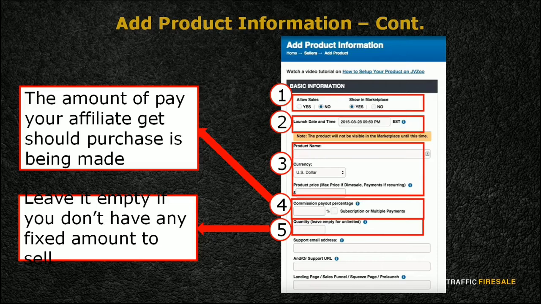The conversion payout percentage means the amount of pay your affiliate will get should a purchase be made. If the product you're selling has a subscription payment, you'll need to fill in the pop-up information. Additionally, if you have a trial price, another box will appear for you to fill in. Moving on, continue with filling in the quantity. If you're selling it without a fixed amount, just leave it empty, but if you do, type in the exact amount.